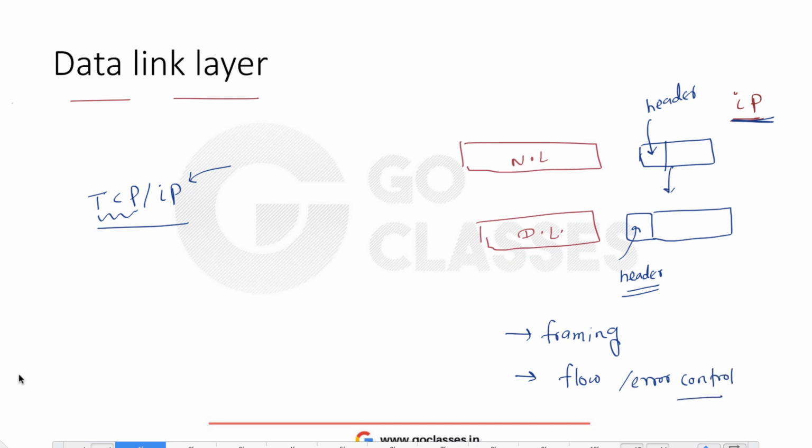Now let's see each of these services in detail in the next video, but in this particular video I will be talking about something called as access control in the data link layer. So we will be seeing these services in the next video, and in this video I will be talking about access control in the data link layer. Let's see that.